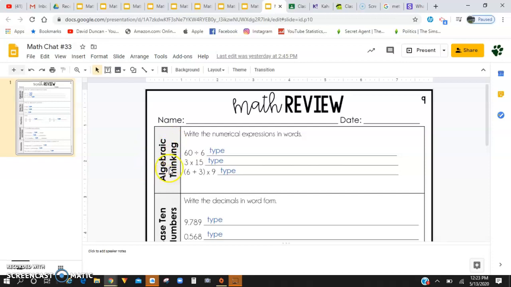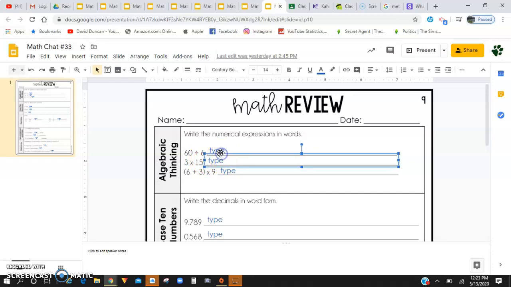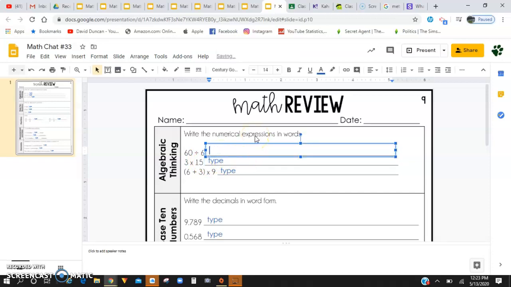For algebraic thinking, it says write the numerical expression in words. So in the past few videos, you've been having to translate it from English terms to math terms. Now what you're going to be doing is translating it from math terms to English terms. So you have 60 divided by 6. So you literally are just going to write out 60 divided by 6. And I would like you to solve it just because it's good practice for you. So 60 divided by 6 is going to get you 10. Oh, I guess I should write that out. There we go. You're going to complete that process here and make sure that this bottom one you're following order of operations and PEMDAS.